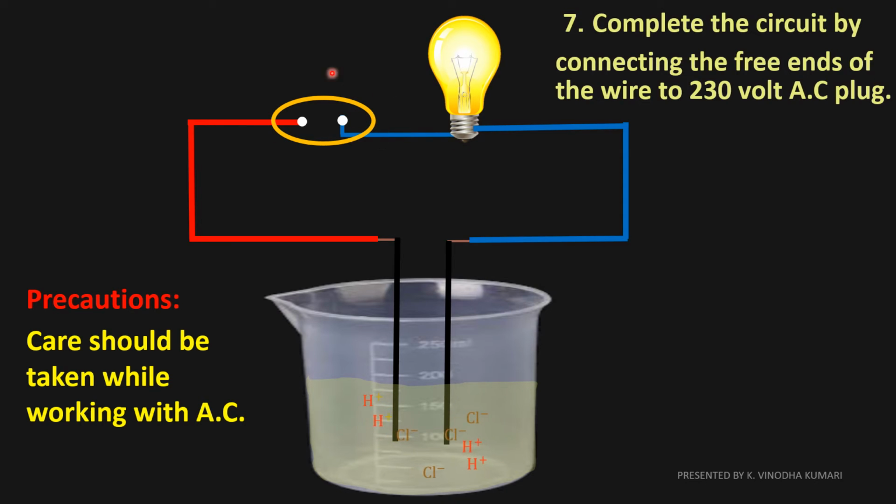Whenever you complete the circuit by connecting the free ends to the AC plug, immediately we have seen that the bulb has glown. So the glow of the bulb is due to the movement of the ions in the solution, which helps the flow of the current. Now we'll see with another solution.